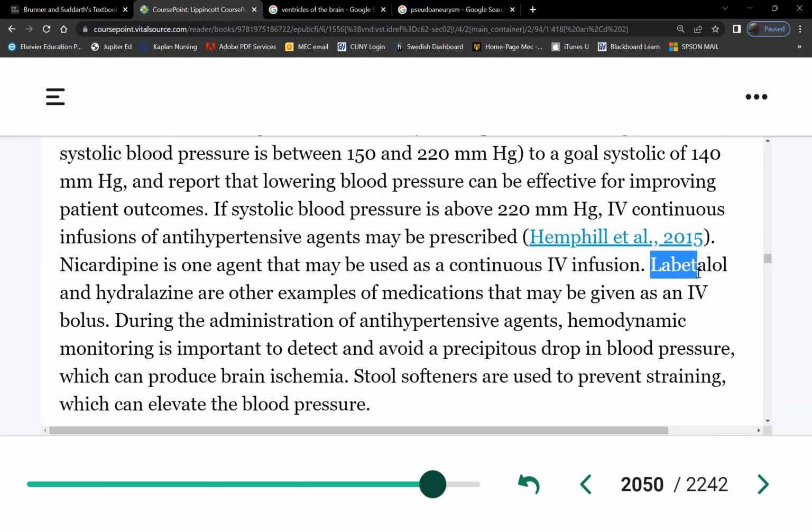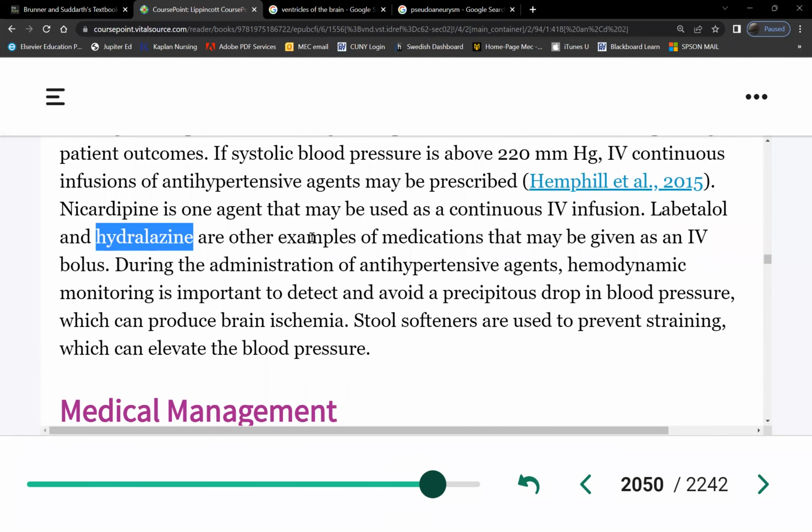Here's the labetalol. Some of you gave it today. Labetalol is a beta blocker, right? Okay, right. And then hydralazine is a vasodilating drug. You learn to give this often. You work in telemetry, you'll be giving hydralazine.